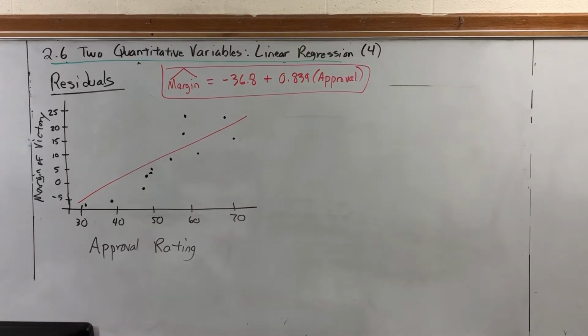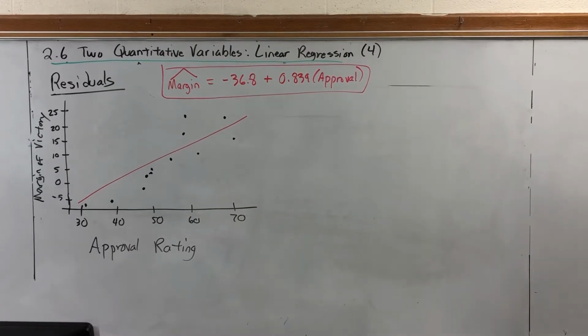Section 2.6, Two Quantitative Variables, Linear Regression, Video 4. In the last video, we talked about interpreting slope and interpreting intercept, but in order to define what I mean by linear regression, we need to talk about something called a residual.